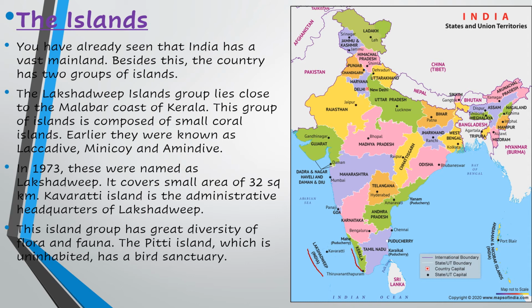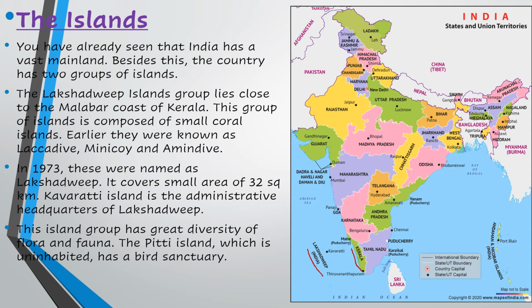Earlier, they were known as Laccadive, Minicoy, and Amindivi. In 1973, these were named Lakshadweep. Earlier they were known by those names because they were small islands. These were the 3 small islands, and in 1973 all 3 were merged together and known as the Lakshadweep Islands. It covers a small area of 32 square kilometers.